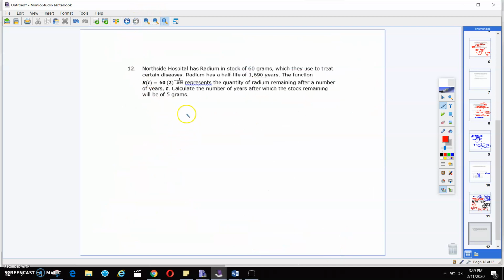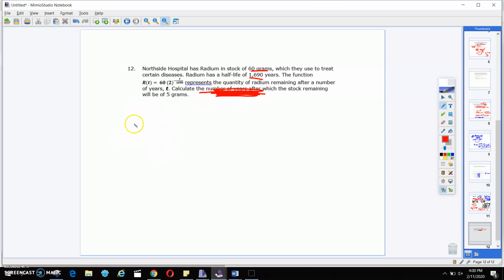Last one. Let's go. All right. Northside Hospital has radium in stock of 60 grams. Okay. It takes 1690 years for a half-life. That means half of it's going to go away. Okay. So they give me this equation, and then they want me to calculate the number of years. So that means I'm finding t.